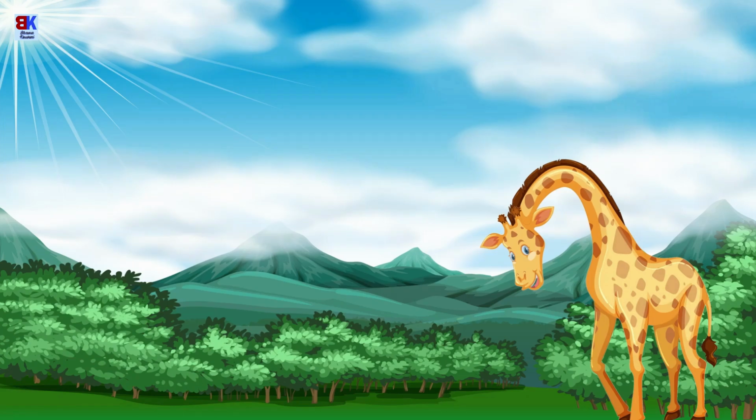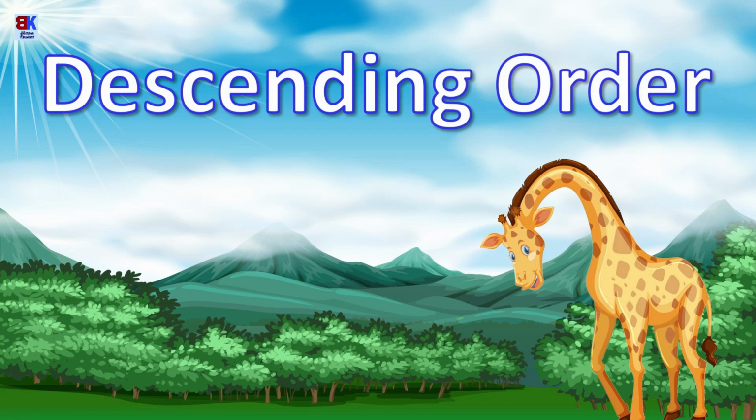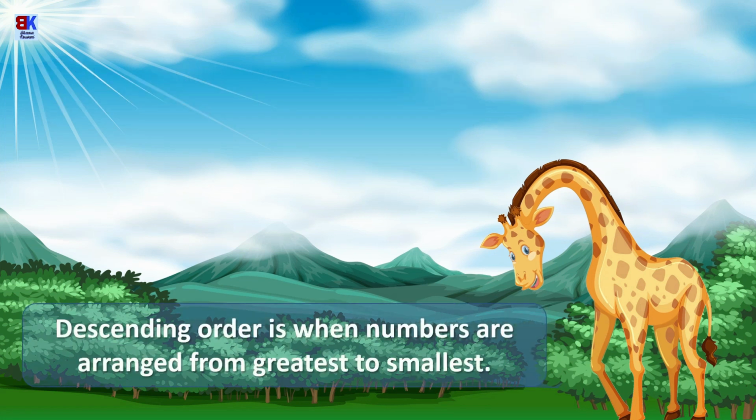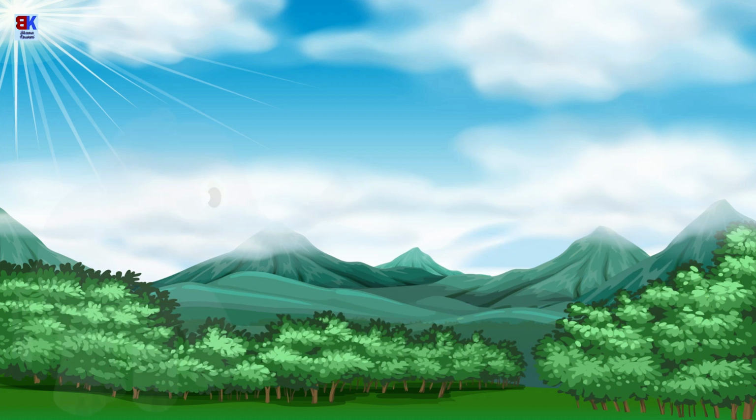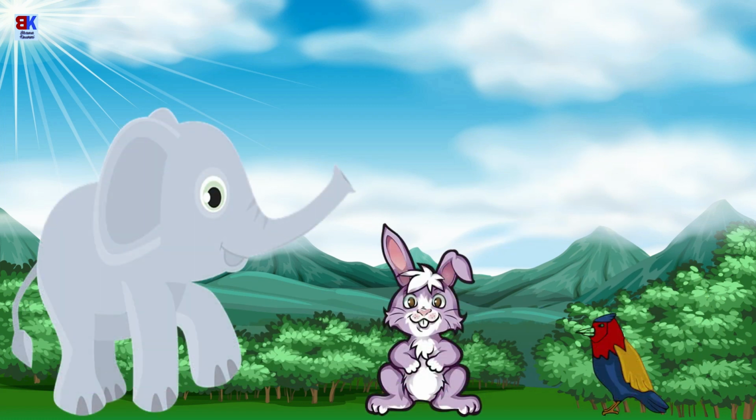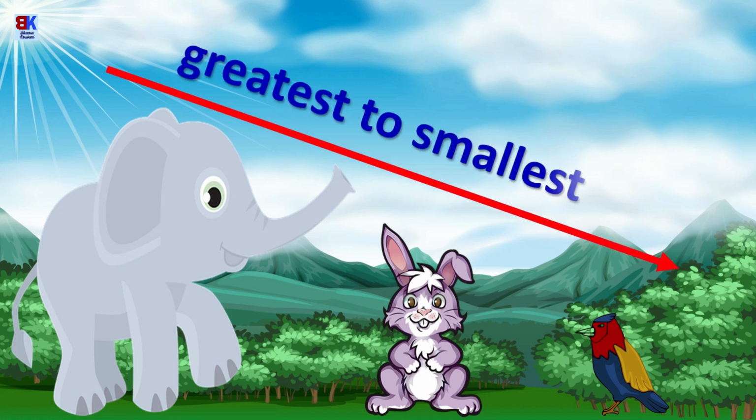We are going to learn about descending order. Descending order is when numbers are arranged from greatest to smallest. Take for example an elephant, a rabbit and a bird. They are arranged in the decreasing order of their size, that is, the greatest first and the smallest in the end. We can thus say that they are arranged in descending order. Similarly, we will arrange numbers in descending order.